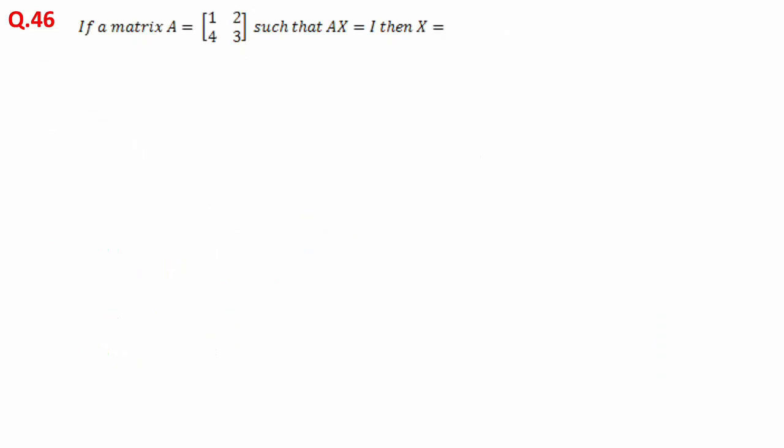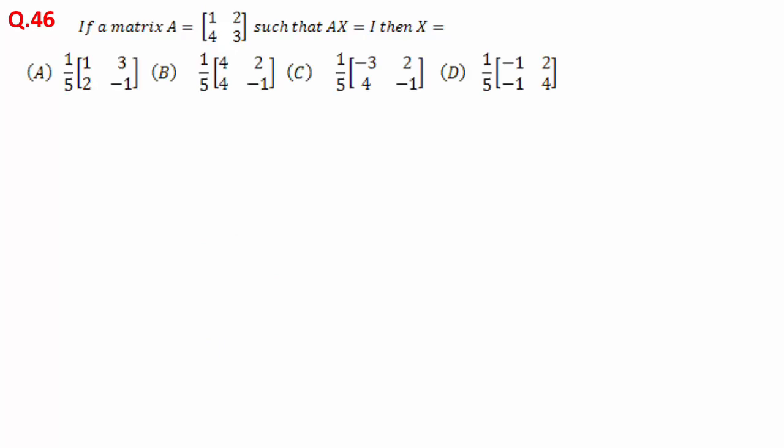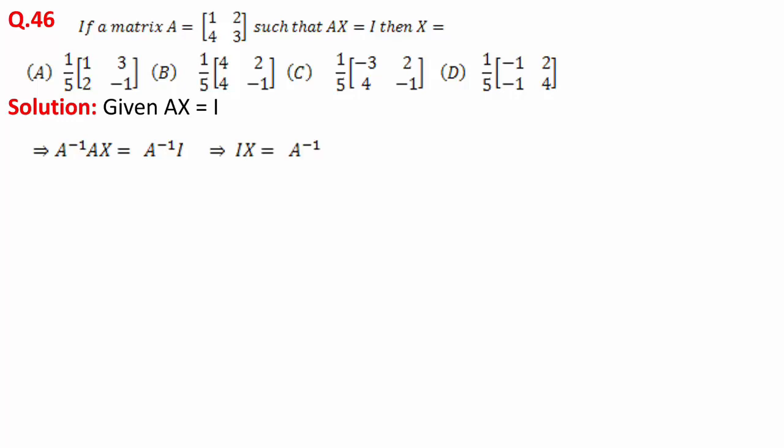Question 46. If a matrix A equal to determinant 1, 2, 4, 3 such that AX equal to I, then X equal to, options are A 1 by 5 matrix 1, 3, 2, -1, B 1 by 5 matrix 4, 2, 4, -1, C 1 by 5 matrix -3, 2, 4, -1, D 1 by 5 matrix -1, 2, -1, 4. Given that AX equal to I, multiplying both sides by A inverse, we get A inverse AX equal to A inverse into I. Therefore, IX equal to A inverse, and hence X equal to A inverse.